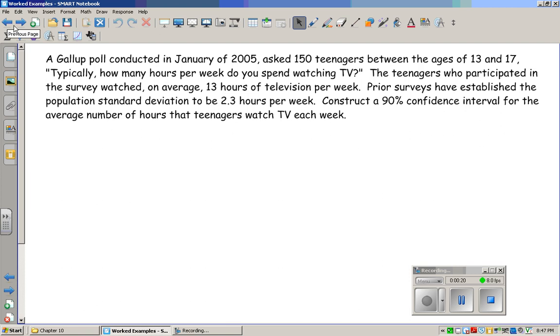A Gallup poll conducted in January of 2005 asked 150 teenagers between the ages of 13 and 17, typically how many hours per week do you spend watching TV? The teenagers who participated in the survey watched on average 13 hours of TV per week. Prior surveys have established the population standard deviation to be 2.3 hours per week. Our job is to construct a 90% confidence interval for the average number of hours of TV that teenagers watch per week.